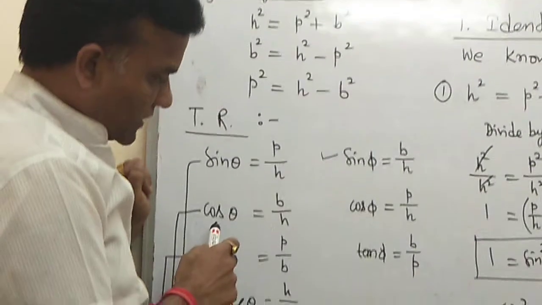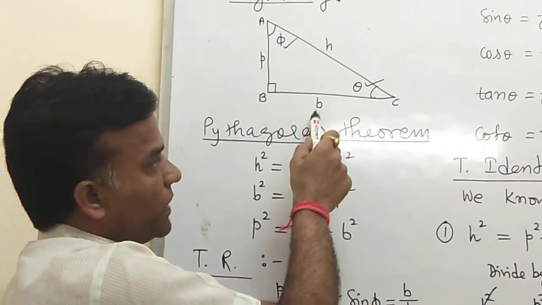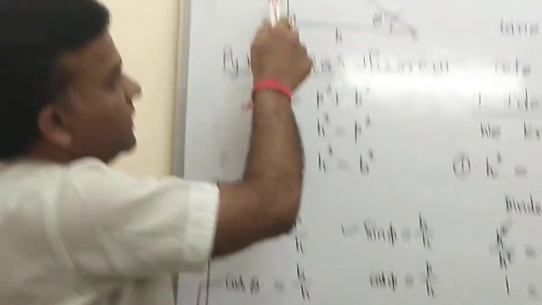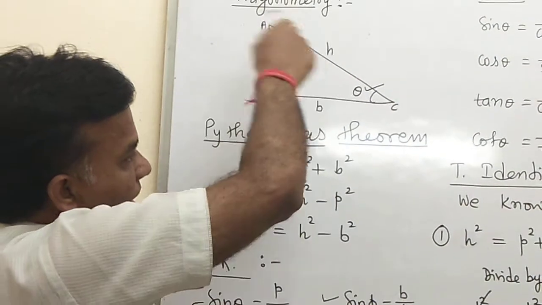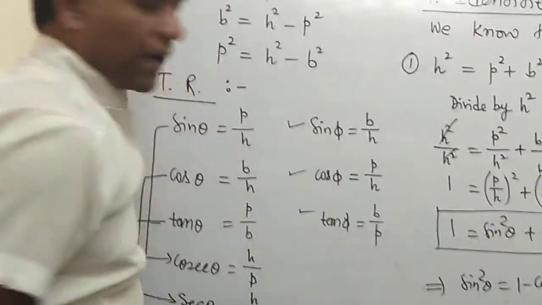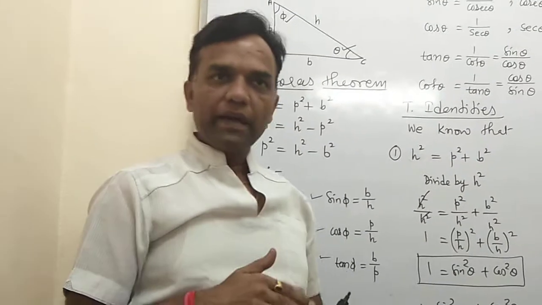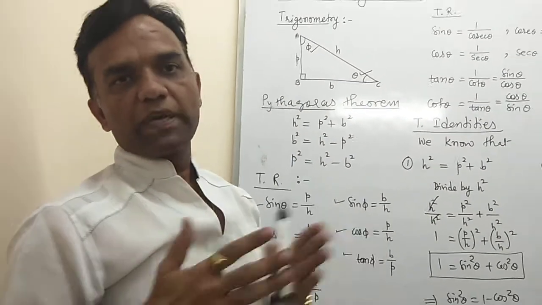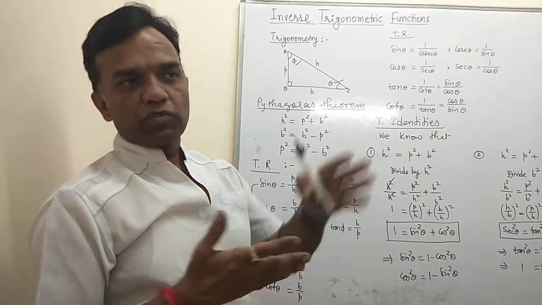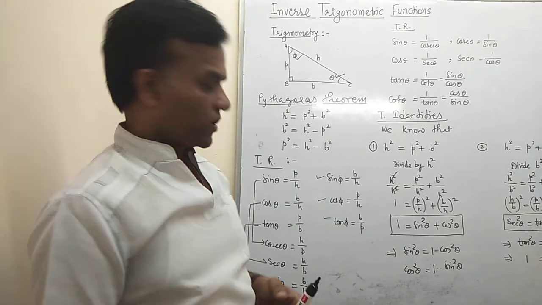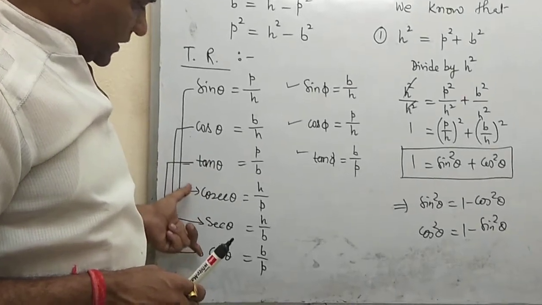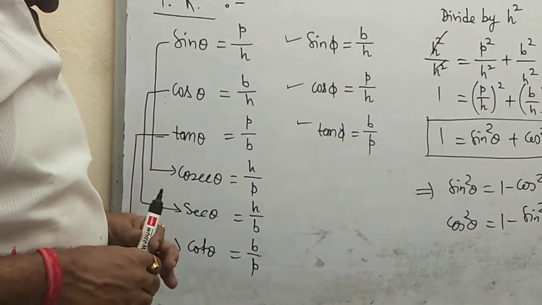Okay, so cos theta is B by H, and for phi, again P by H. Similarly tan theta is P by B, but for phi that is B by P. So this is the difference between theta and phi, because for theta the values of hypotenuse and base are the same, but for sin phi, cos phi and tan phi you change the triangle position and then find out the ratio. Because this is the side ratio, and for side ratio remember the trigonometrical forms like sin theta, cos theta, tan theta and cosec theta.